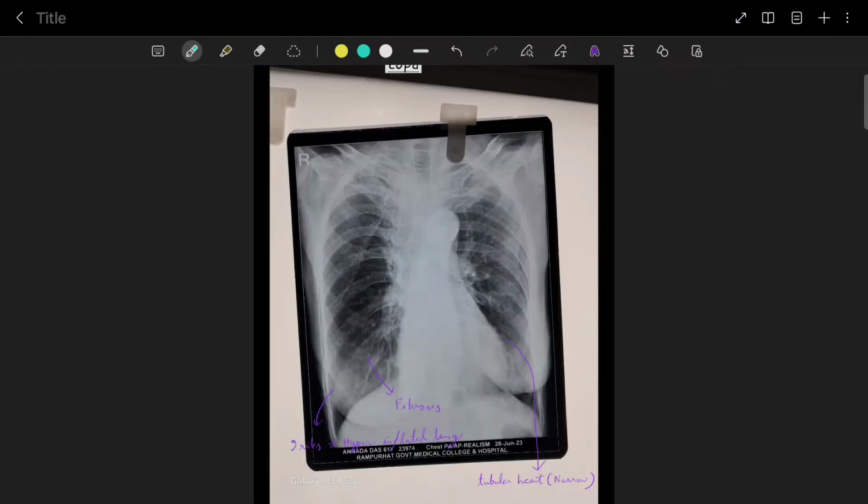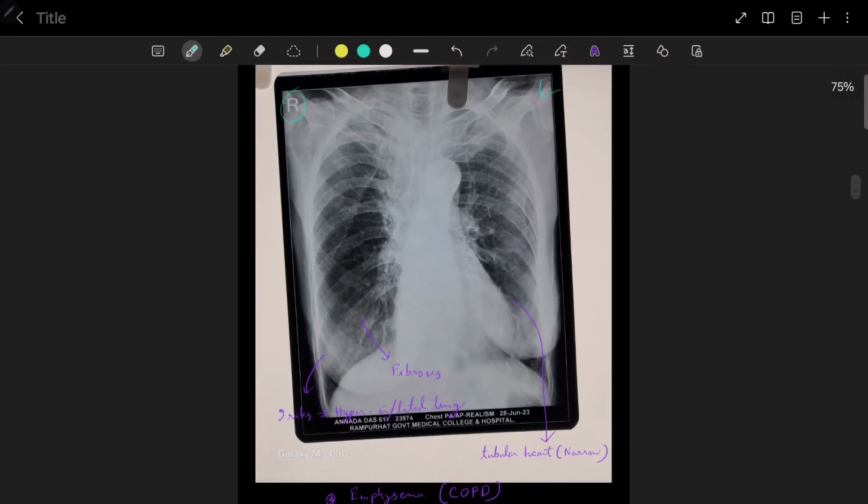Now see this X-ray. Here it is the right side, it is the left side. Okay. And see these are the fibrosis of the lung. So here you can find fibrosis of the lung and count the ribs. Okay. Count the anterior ribs. 1, 2, 3, 4, 5, 6, 7, 8, 9. Okay. So greater than 7. If the ribs counted are greater than 7, then it is called the hyperinflated lung.